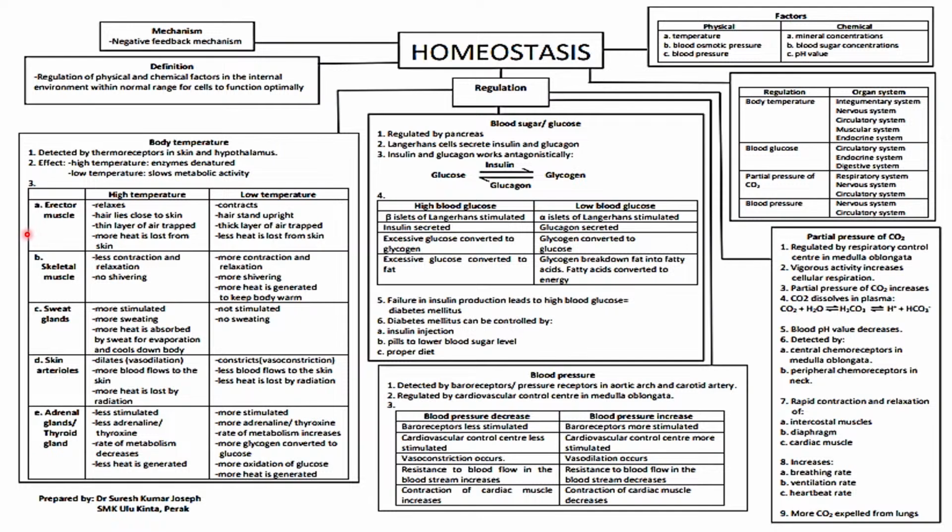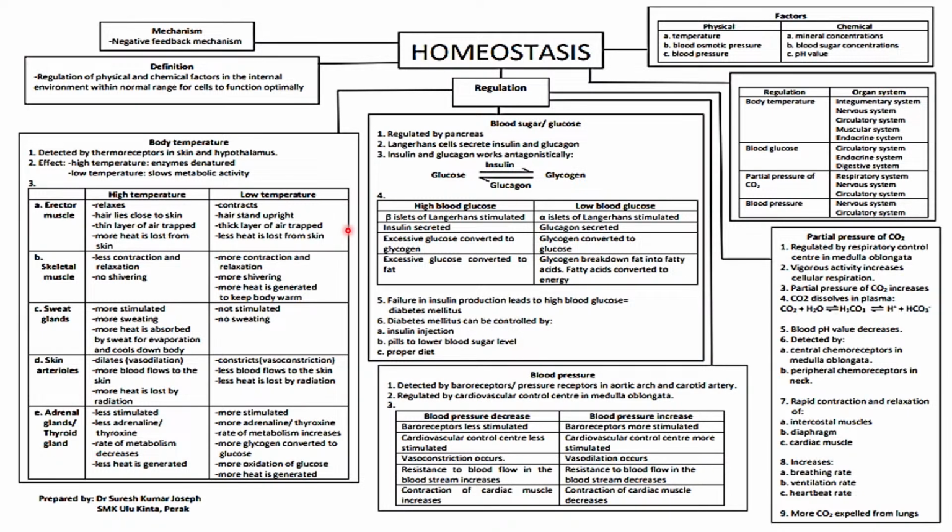Okay, let's look at the first one, erector muscle. Erector muscle is the muscle which is attached to the hair follicle on the skin. Alright, at low temperature, the erector muscle contracts. Therefore the hair will stand upright. A thick layer of air will be trapped. Therefore, less heat is lost from the body. Therefore, it keeps our body warm.